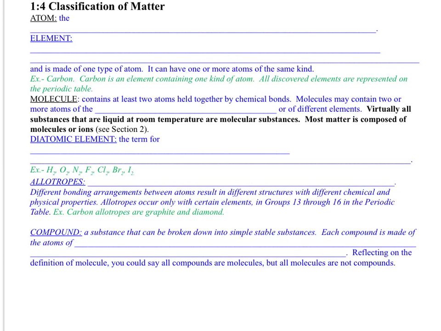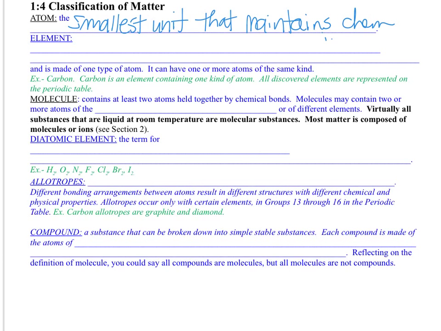So the atom is the smallest unit that maintains the chemical identity.